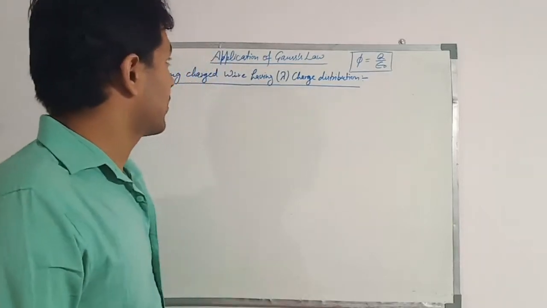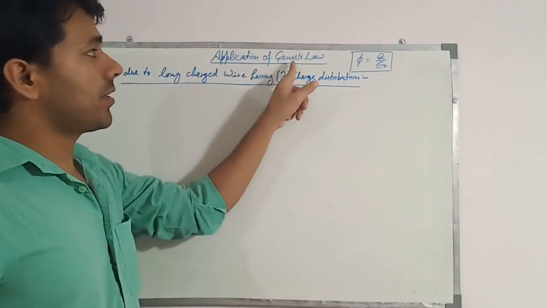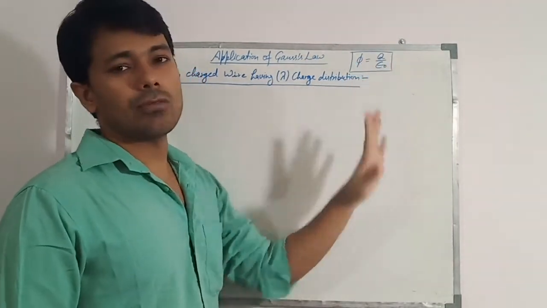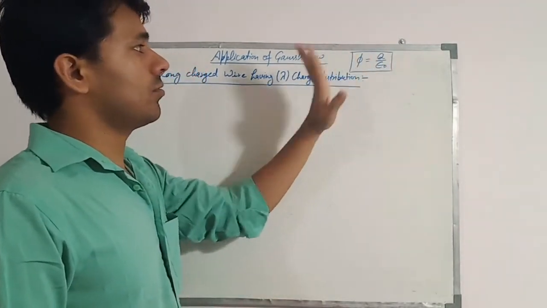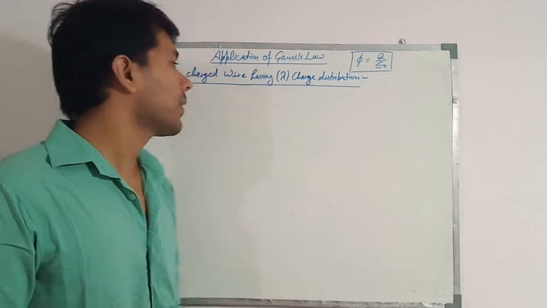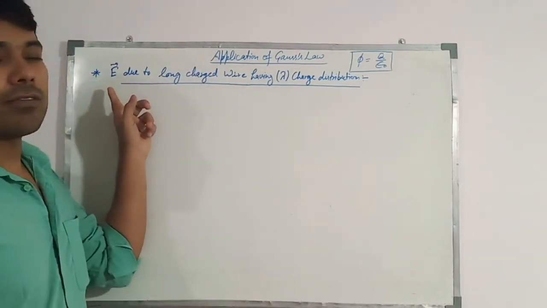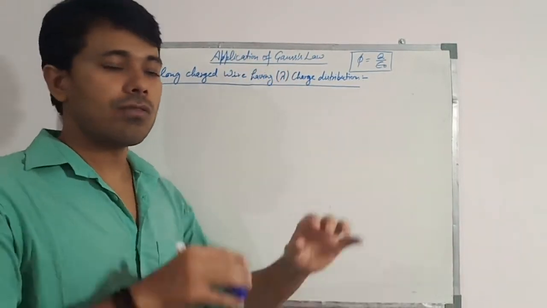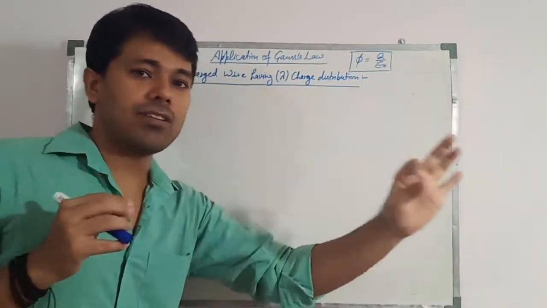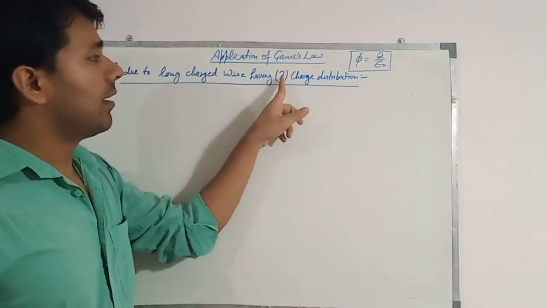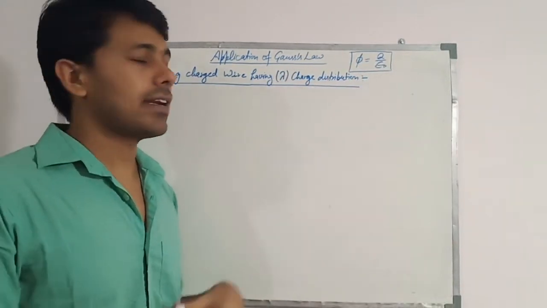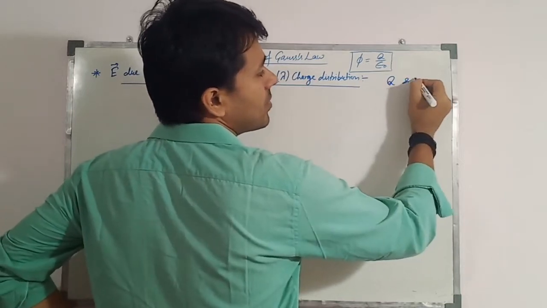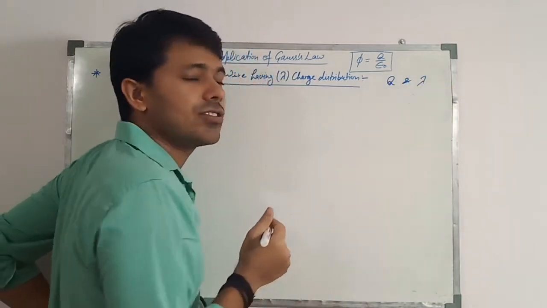Hello students, in this video we discuss the application of Gauss law. We know that Gauss law is Q upon epsilon naught is equal to total flux. So the first application is to find the electric field due to a long charged wire. Long wire means infinitely long, having charge, and lambda is the charge distribution. Let's say the total charge it contains is Q and lambda is the line charge distribution.